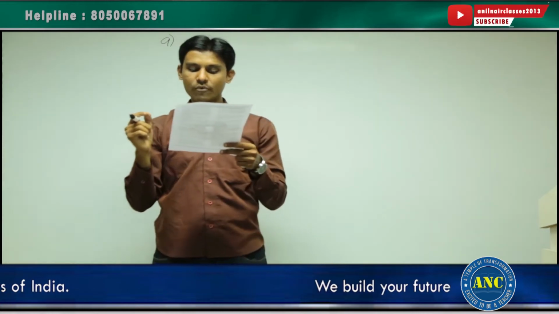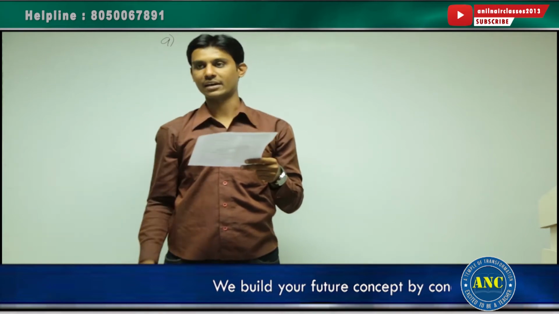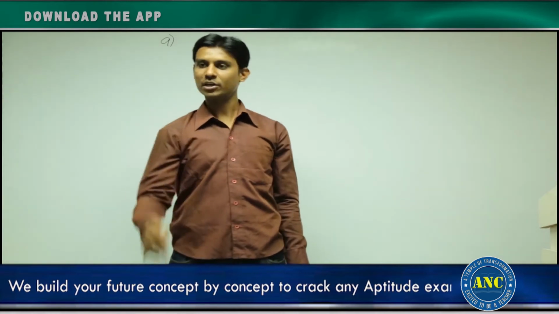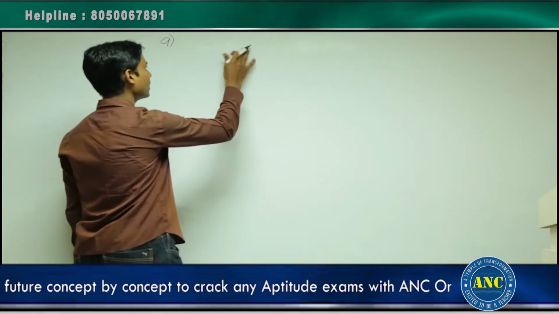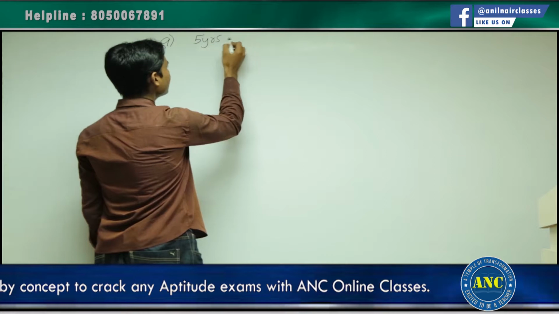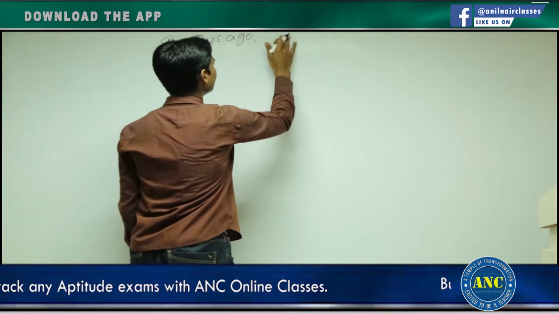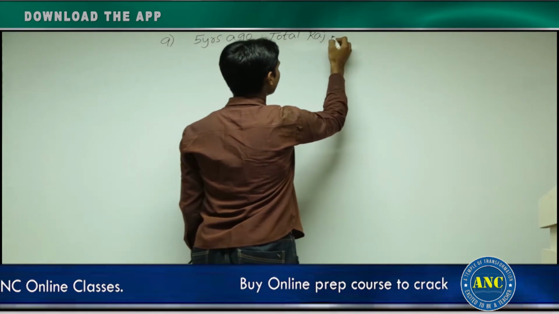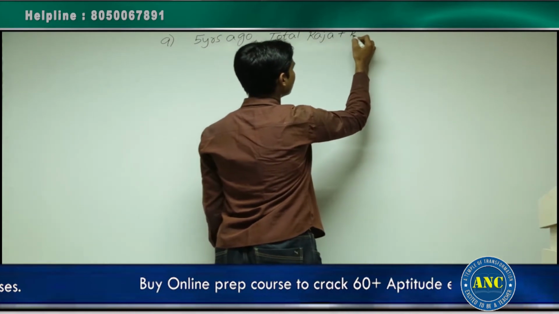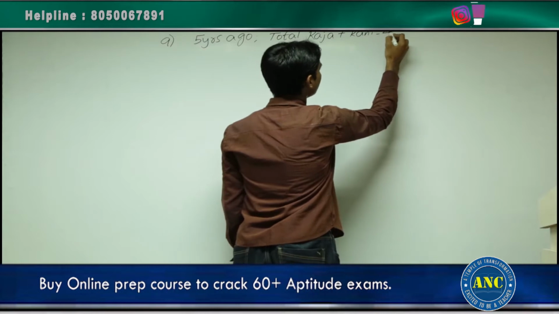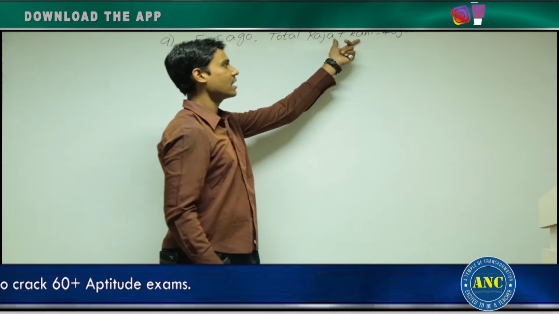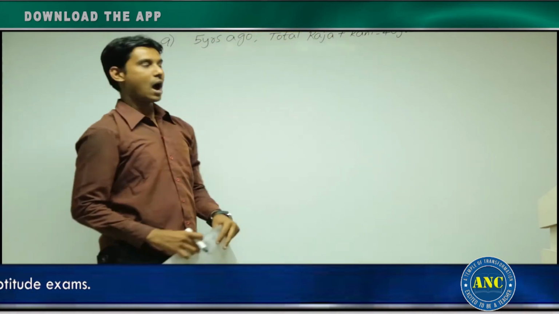5 years ago, the average of Raja and Rani's ages was 20 years. What is the meaning of average of two people is 20? Both of them are 20, right? That means 5 years ago, Raja is also 20 years, Rani is also 20 years. Total of Raja and Rani's ages is 20 plus 20. It is 40 years. 40 years is the total ages of Raja and Rani 5 years ago.